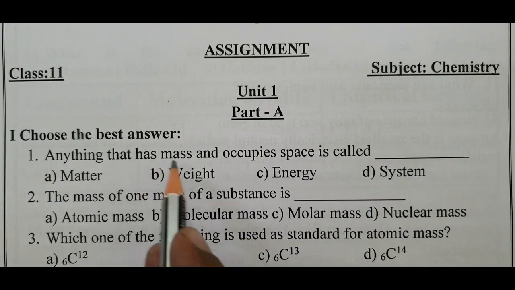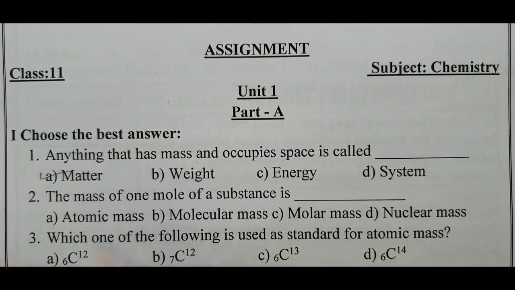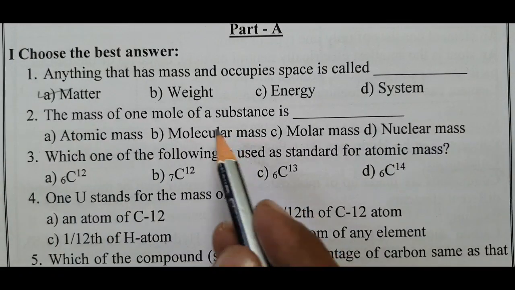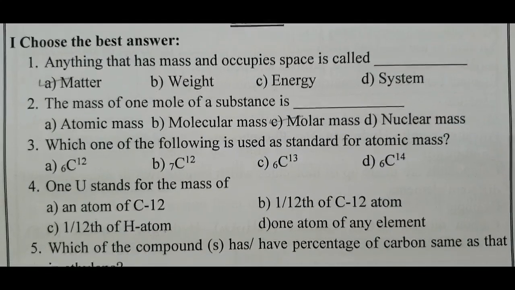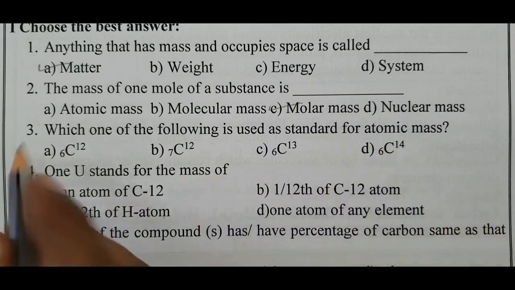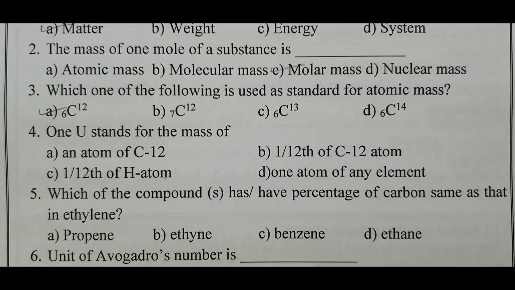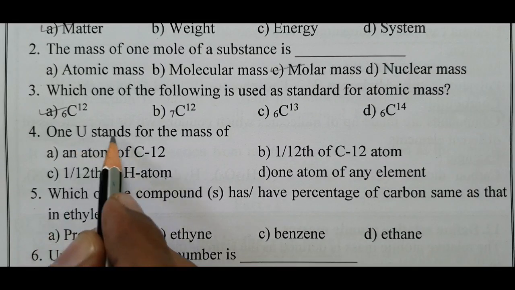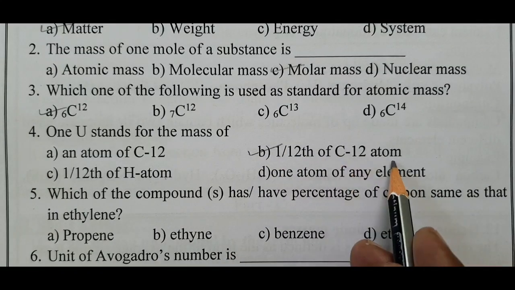Anything that has mass and occupies space is called matter. We know it, the basic concept. The mass of 1 mole of a substance is molar mass. Which one of the following is used as a standard for atomic mass? Carbon-12 is used as a standard in the calculation of atomic mass and also relative atomic mass. 1 u, u means unified atomic mass, stands for the mass of 1/12th part of a carbon-12 atom in its ground state.